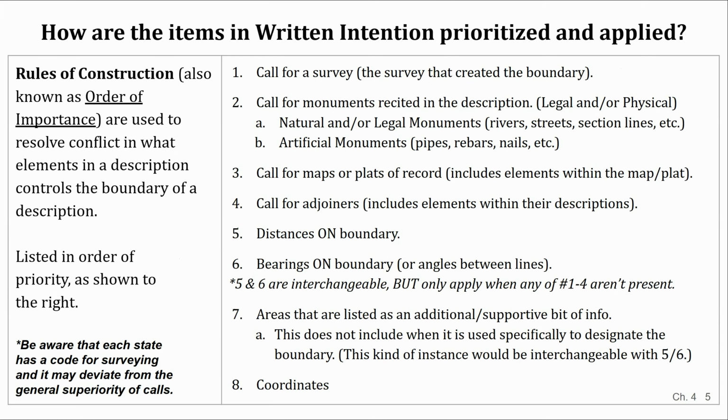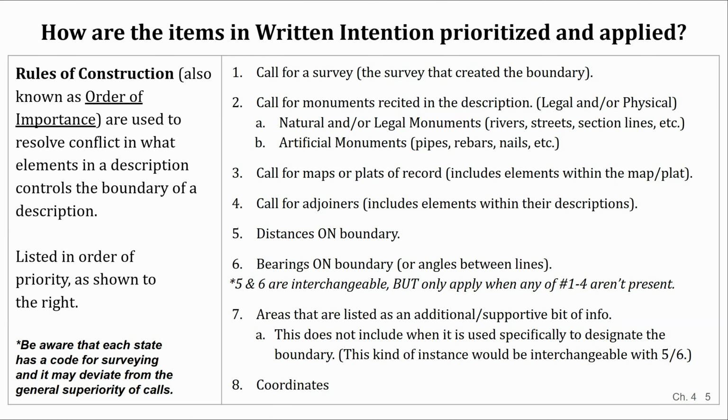So there are other lists of rules or orders that pertain to other things in surveying. For example, there's a list of order of importance for ownership. There's a list for roadways, like elements within a roadway. Several of those other types of lists will be covered in other classes. In this class, we'll focus on the priority of calls or the rules of construction for written intention, basically descriptions.